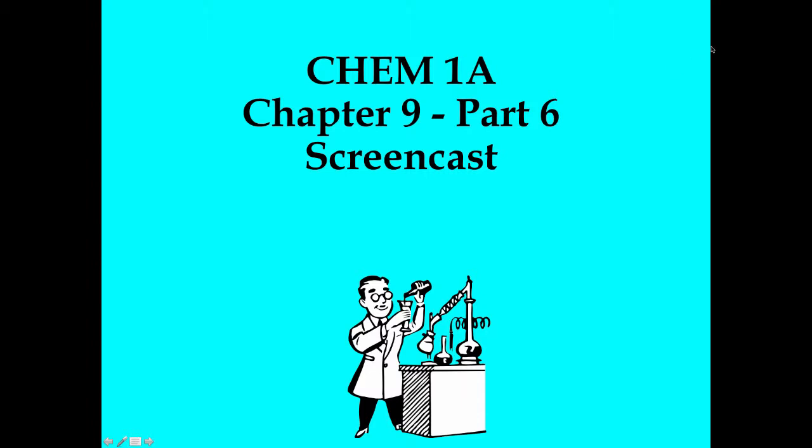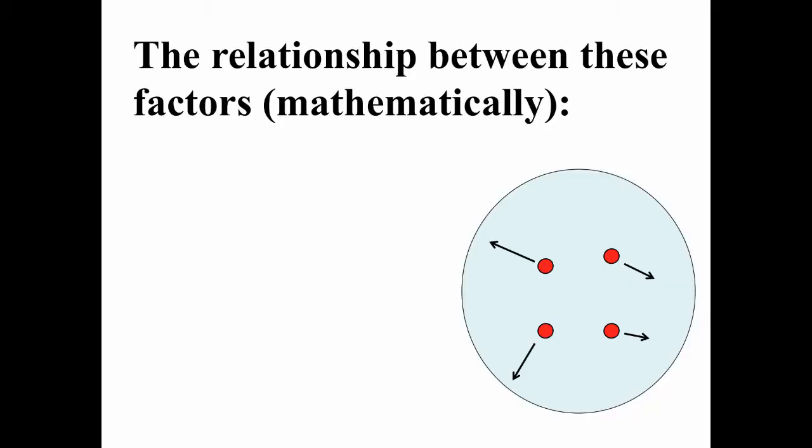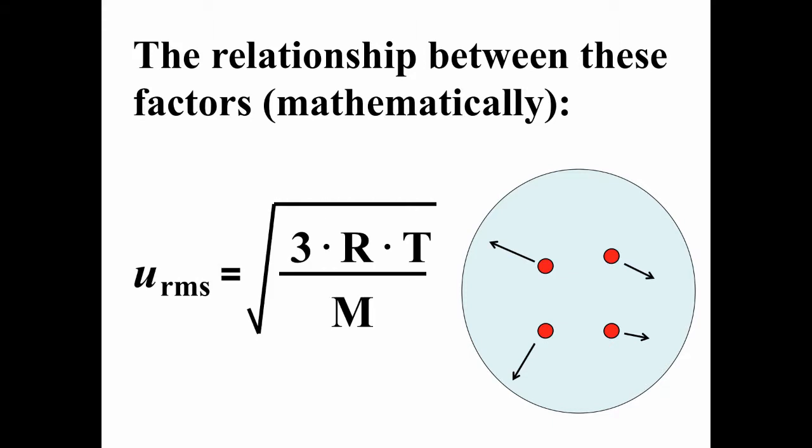Welcome to Chapter 9, the sixth screencast for gases. In the previous screencast, we considered the factors that affect speed of molecules of a gas and talked about that a little bit. Now we're ready to look at the relationship between these factors mathematically. And these factors are related by the equation shown above.